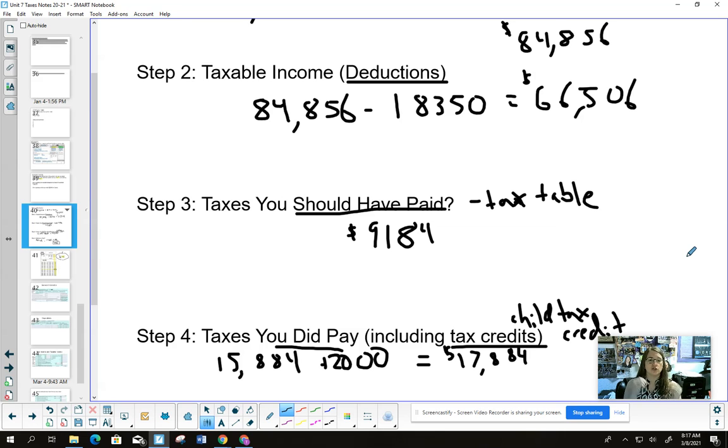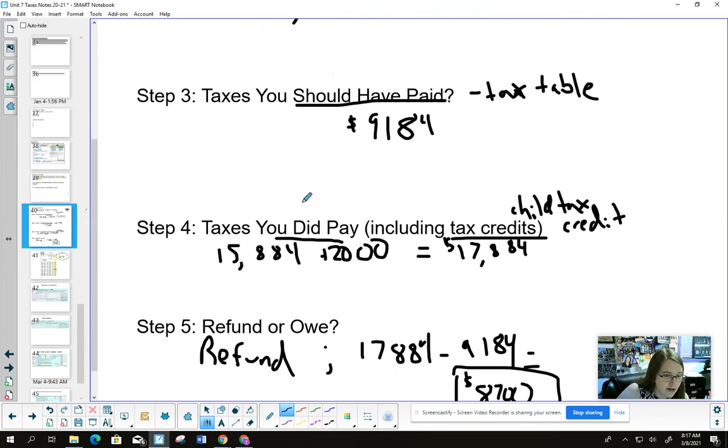Make sure you're paying attention to where this information came from. I am going to write one more thing here if you want to make a note. Taxes you did pay came from the W-2 and any other tax credits. Should have paid is the tax table. That's the government form. Taxes you did pay is the W-2. That came from your employer and any of the tax credits as well.